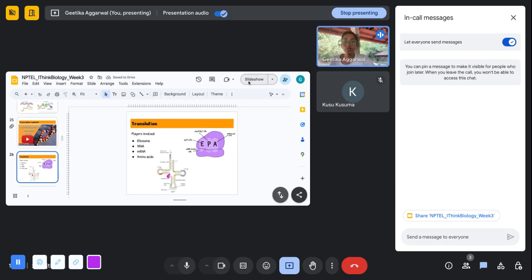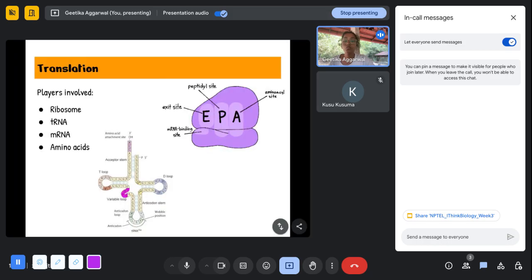Talking about translation, so what are the players involved in translation now? Now that we have discussed transcription, we have to move on to the next part, which is translation, which is the formation of the protein from the mRNA. So in this, the players involved are basically the mRNA because that's the template. Then we have the ribosome, we have the tRNA, and we have the amino acids. These amino acids are the building blocks of the protein.